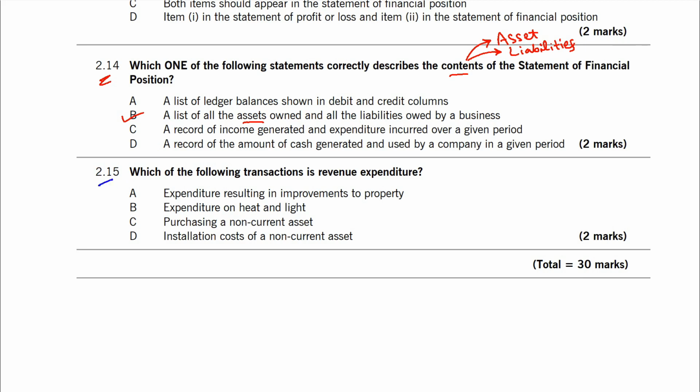Finally, we have question number 15. Which of the following transactions is revenue expenditure? A. Expenditure resulting in improvement to property. This expense is enhancing our previous non-current asset, so it will be categorized as capital expenditure. Expenditure on heat and light is an operating expense, so it will be categorized as revenue expenditure. Purchase of a non-current asset and its installation, both are capital expenditures.